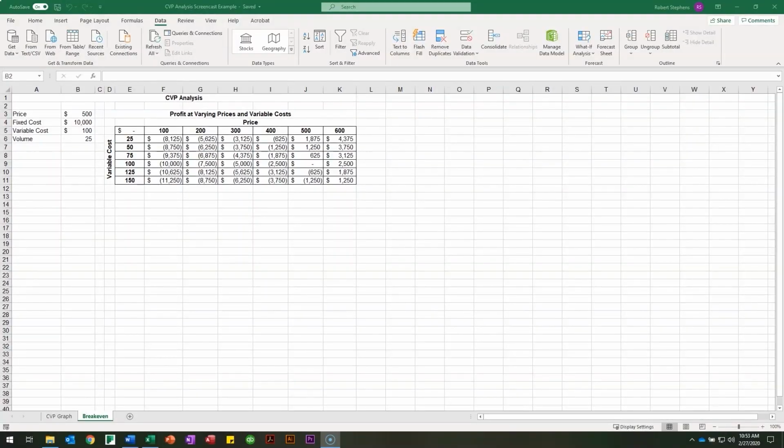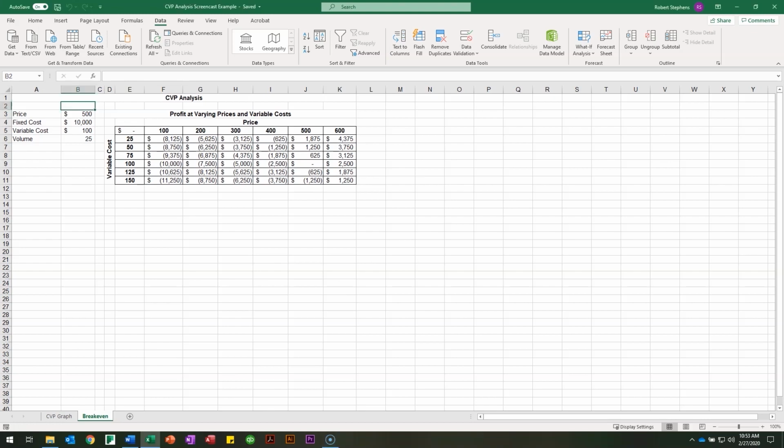Here's the CVP analysis two-factor table. On the left-hand side of the worksheet are the assumptions to create the profit formula. There's the price, there's the fixed cost of $10,000, the variable cost of 100, and the volume of 25. What I want to do is see what the profit would be by varying the price and varying the variable costs.